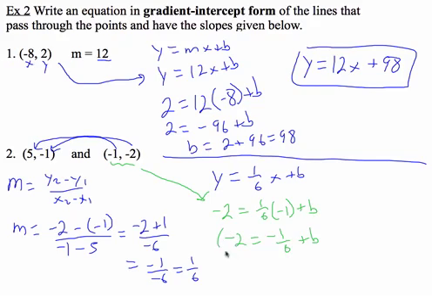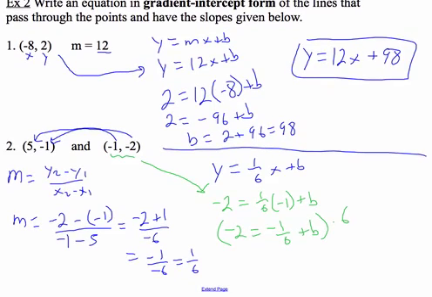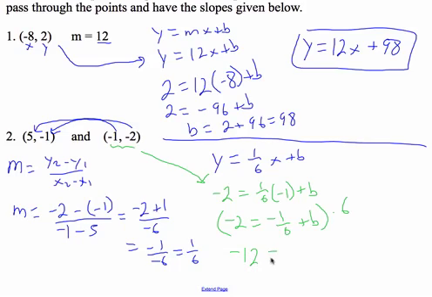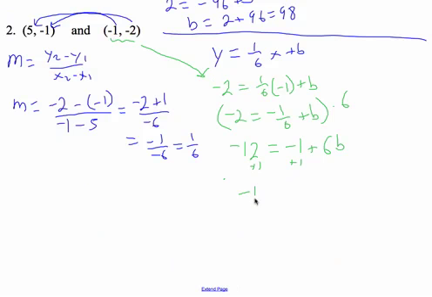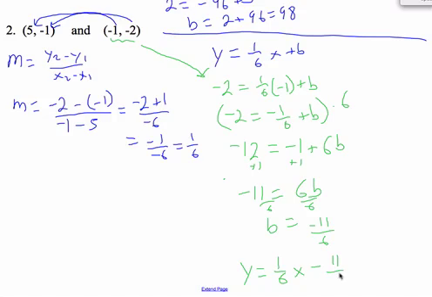Well, I could also multiply by 6. Let me do that. I like that better. So if I multiply by 6, I'll get rid of that fraction. So I'll have negative 12 equals negative 1 plus 6b. We'll add 1 to both sides here. We'll get negative 11 equals 6b, and b equals, if I divide by 6, negative 11 out of 6. So the equation is y equals 1/6 x. That's positive there, right? Okay, so that's minus 11 out of 6.